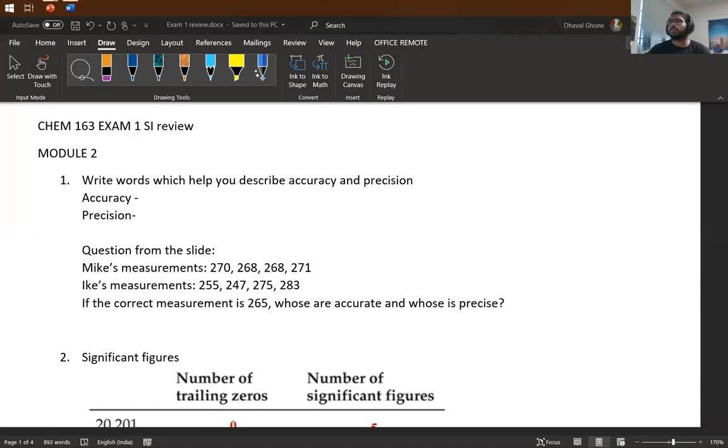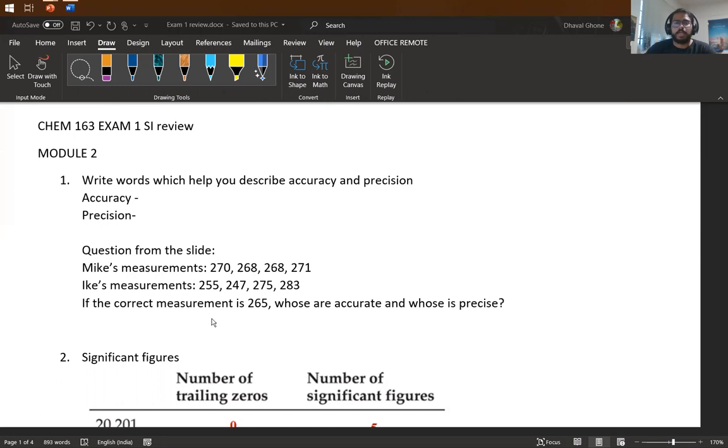Hello everyone. So this is the recording for today's exam one SI review. I forgot to hit the record button when I started the session, but a good thing is the session went for a full 2 hours, but this solution part would not go for a full 2 hours, I believe. So this is a real quick run through all the questions.